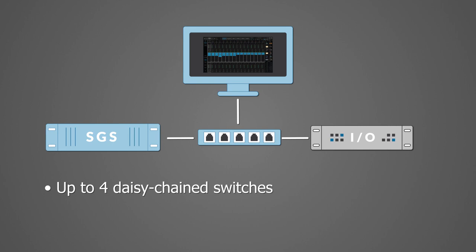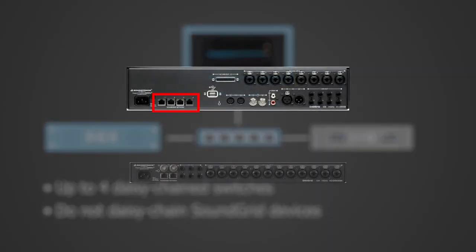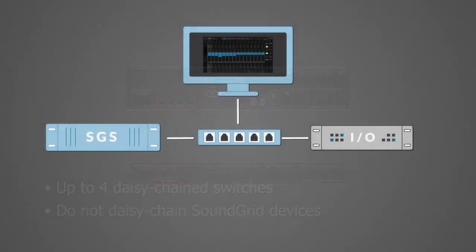In most cases, 2 switches will cover all of your needs. Daisy-chaining SoundGrid devices directly is not recommended. Instead, each device should be connected directly to a switch. This applies even to SoundGrid devices with 2 Ethernet ports, such as the DigiGrid IOS XL or DigiGrid IOX.